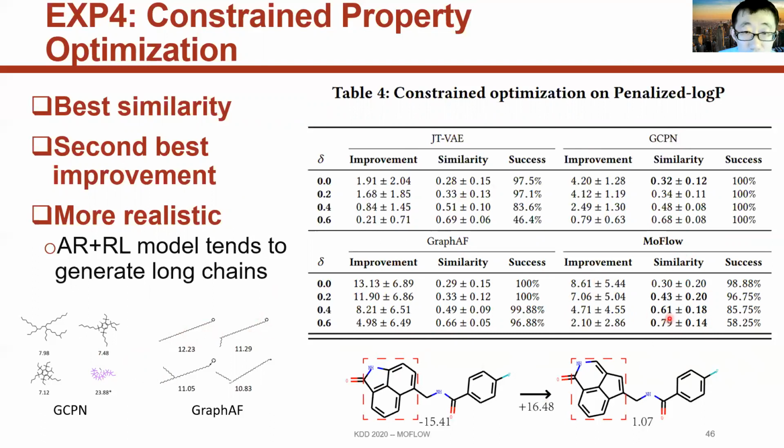However, we can see our model can optimize molecules in a very subtle way. We can see this part. This molecule shows very bad scores, but our optimization method just changes it a little bit, and we keep the best similarities and improve these molecules to a very large extent.